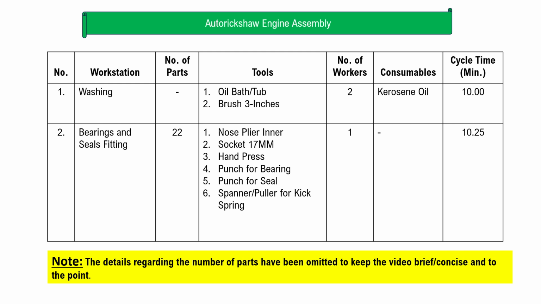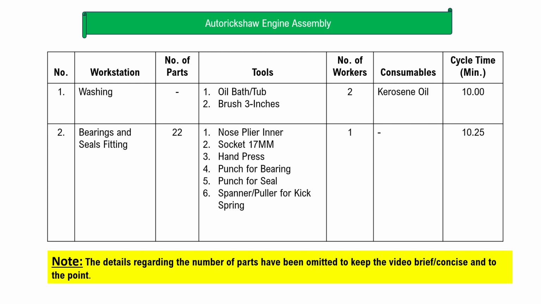The process sheets of the engine assembly production line consist of 9 workstations. That is, number 1, washing. We shall be requiring oil bathtub, brush 3 inches. 2 workers will be working, and the consumable required is kerosene oil. The cycle time is 10.00 minutes.